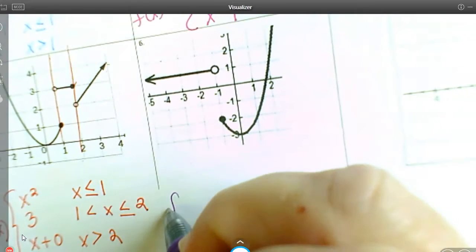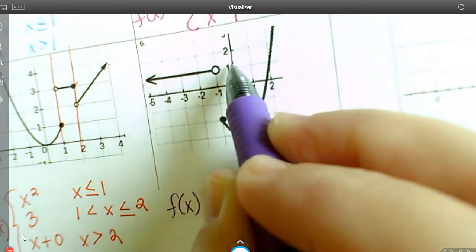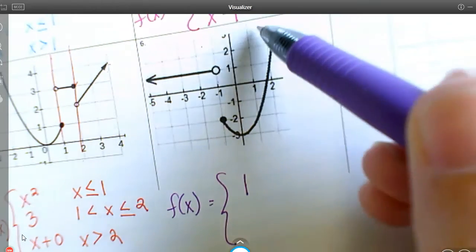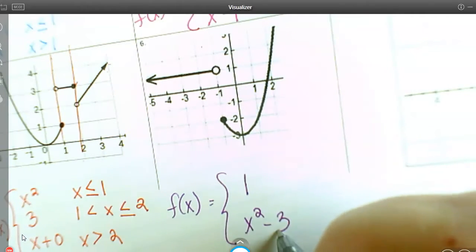Alright, so when we write the equation here, this is just going to be a 1. And this one, like the parabola, is normally up here at x squared, but it's moved down 3, so this would be x squared minus 3.